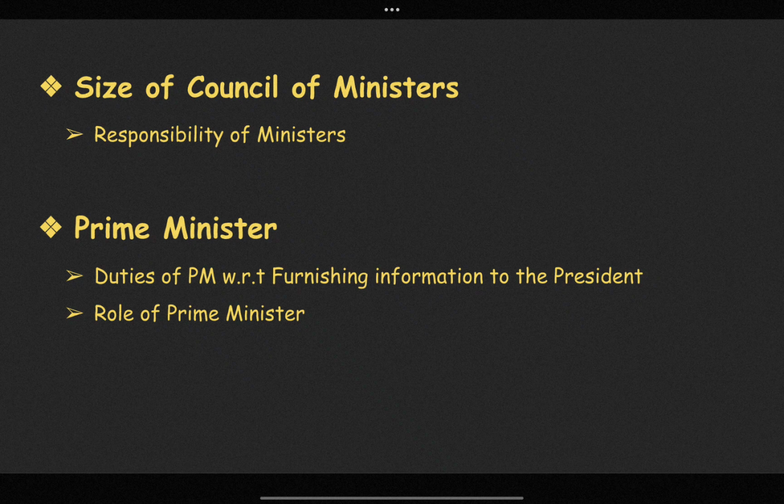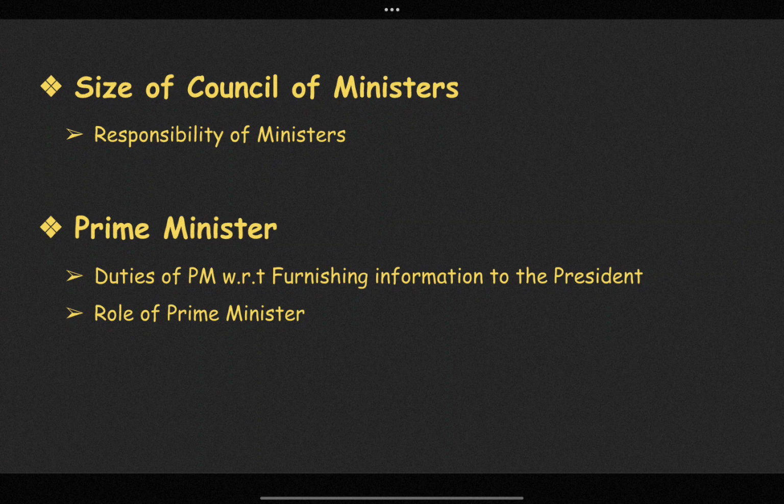And the last one is, if the president so requires, to submit for the consideration of the Council of Ministers any decision taken by an individual minister but not considered by the Council of Ministers. Suppose a minister has taken a decision on his own and the president wants this decision to be reconsidered by the Council of Ministers, he may call the prime minister and ask him to do so.